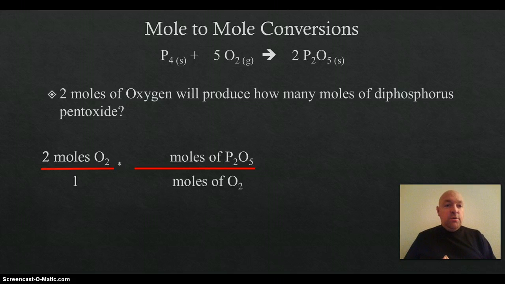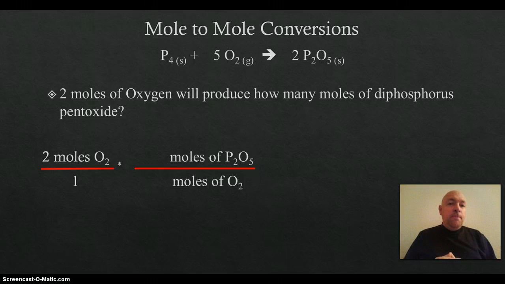So the question here is this. 2 moles of oxygen will produce how many moles of diphosphorus pentoxide? And you'll notice my starting point, which is 2 moles of oxygen. Remember, your starting point for anything is always what you're given. Okay, my starting point is 2 moles of oxygen.